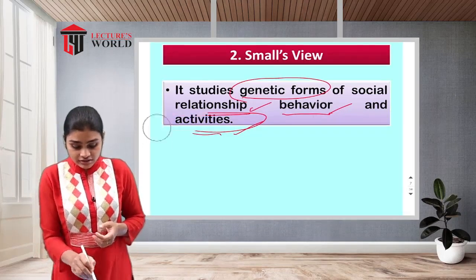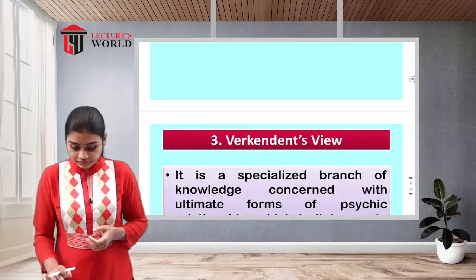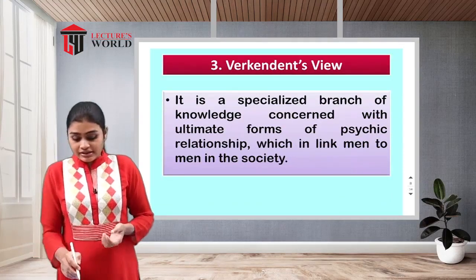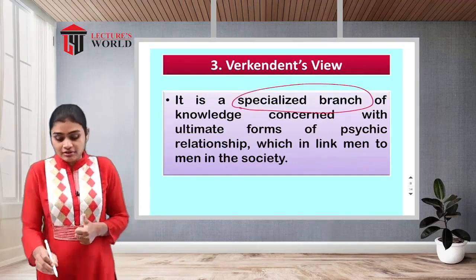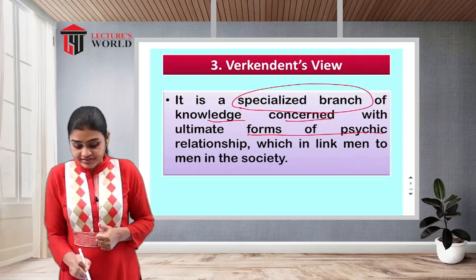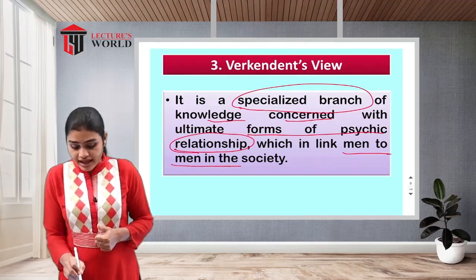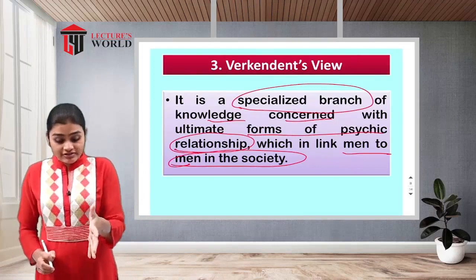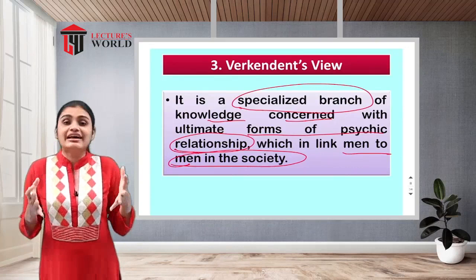After that, another sociologist is Vierkandt. As per Vierkandt's view, sociology is a specialized branch, a branch of knowledge concerned with the ultimate forms of psychic relationship which link man to man in society. So based on the idea of Vierkandt, sociology is a specialized branch.